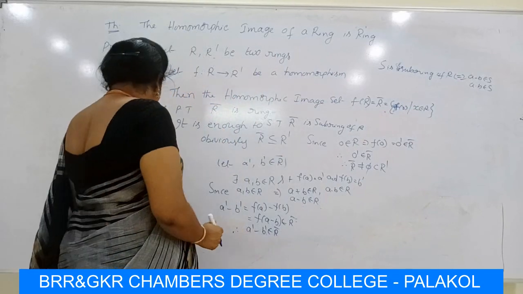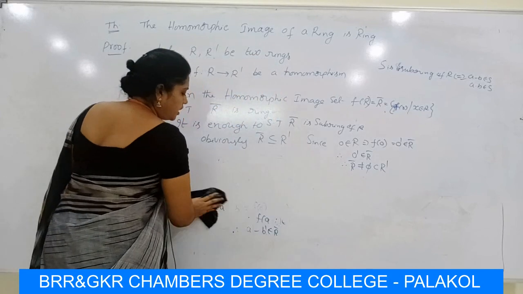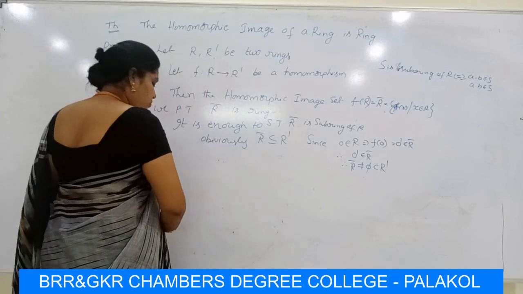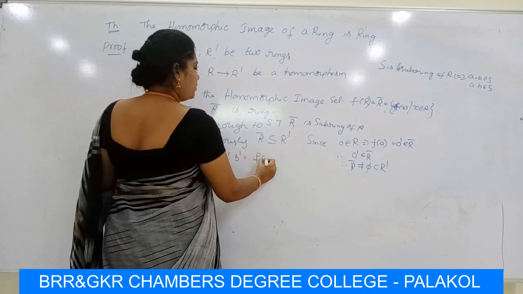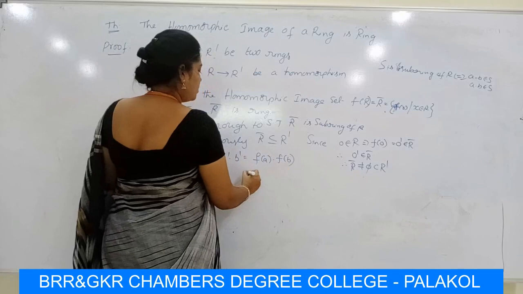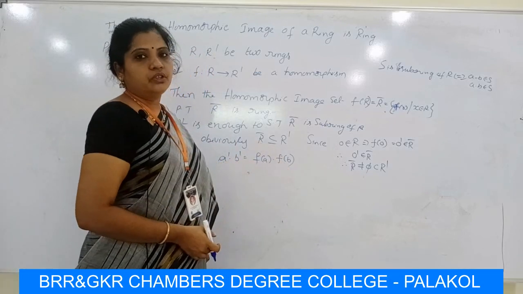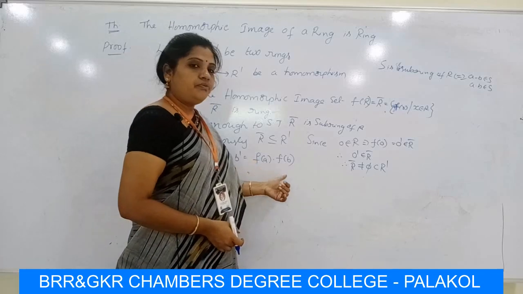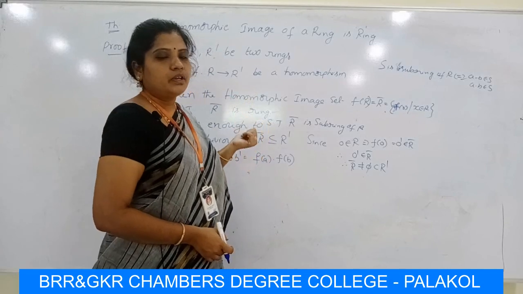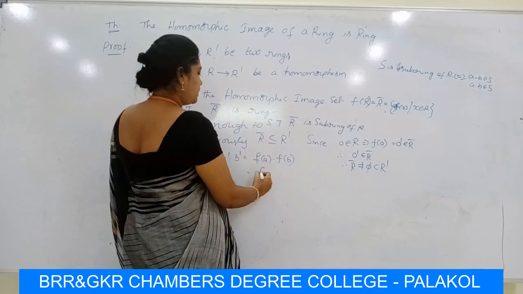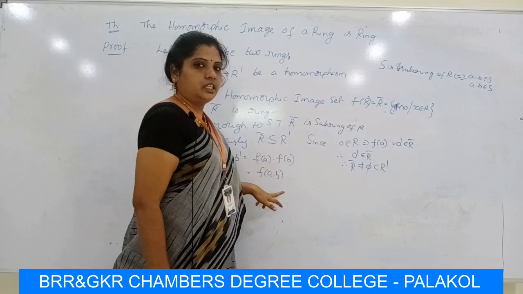Now we prove the second condition, that is, A dash into B dash belongs to R bar. Now A dash into B dash is equal to F of A into F of B, because there exist elements A and B belonging to R such that F of A is equal to A dash and F of B is equal to B dash. Now F of A into F of B, here F is a homomorphism. Therefore F of A into F of B can be written as F of A dot B. This is the homomorphism second condition.